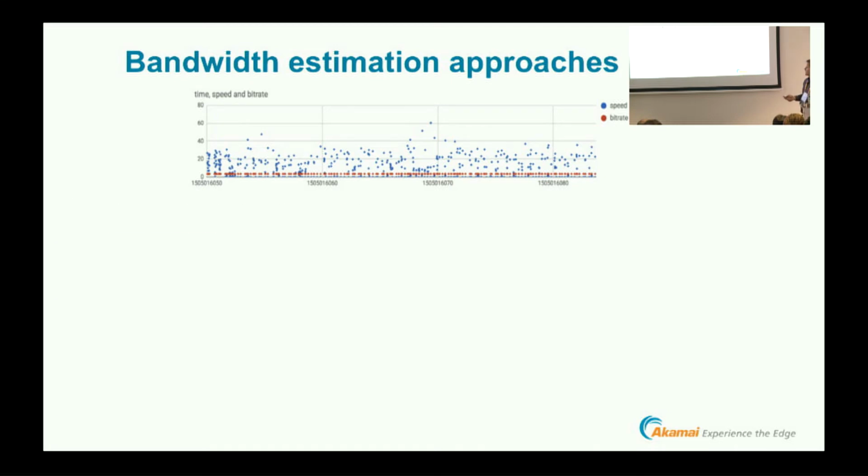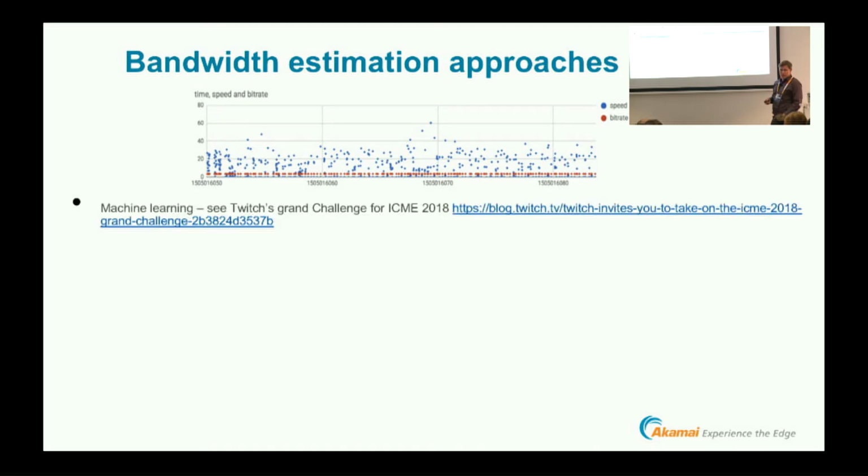The first one is what Amazon are doing with Twitch. Twitch is a big live game streaming platform. They opened up a machine learning challenge for ICME, which is an academic technical research conference and paper publishing. So here's a chart of these bursts that are coming from the server to the client. And they want to use machine learning to infer from this burst pattern what the actual throughput is. So that's one way to do it.